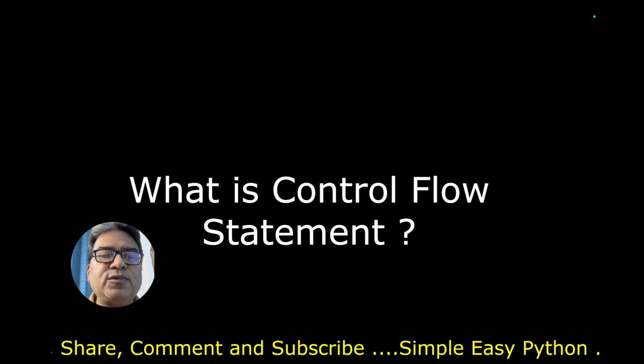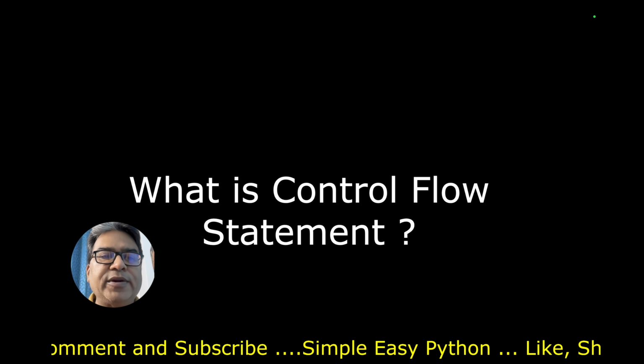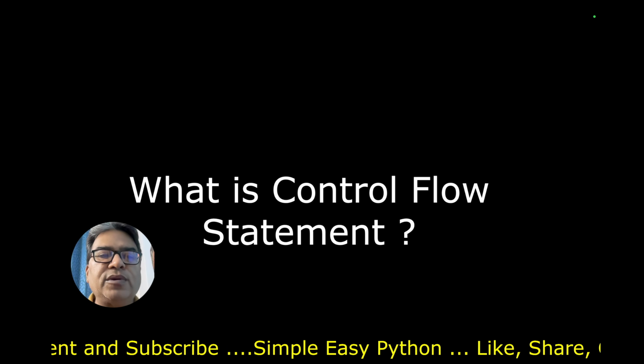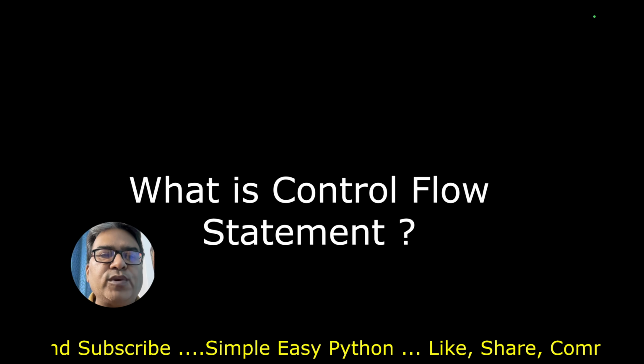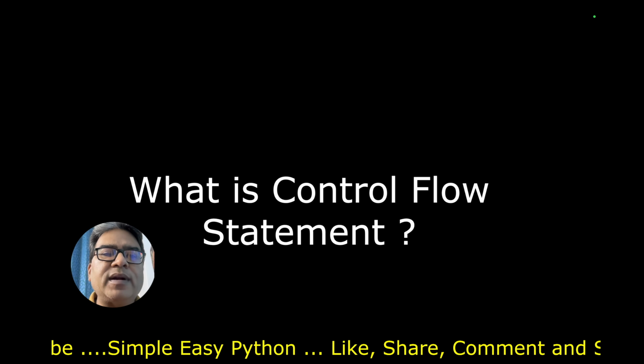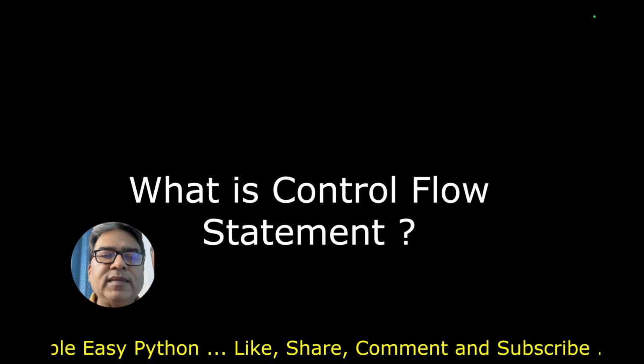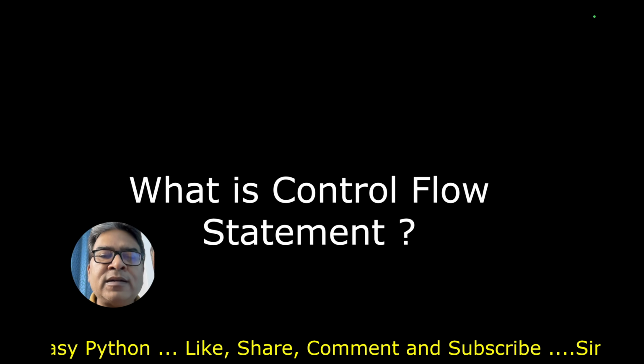But as the program grows bigger and more complex, in a real-world scenario, you may want to execute or not execute a certain block of code depending upon a condition. Similarly, you may want to repeat certain steps depending upon a condition. So this is exactly the control flow. This is what we call control flow.